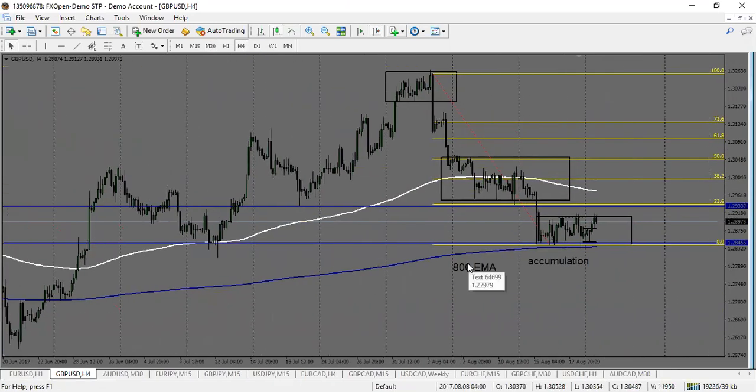And guess what? 800 EMA is in the way. Market came in, tapped the 800 EMA. This is on 4 hour. And the market should be rallying up to at least here, 38.2, and over here at 50. So that's where my take profits are on the swing trade on this one.